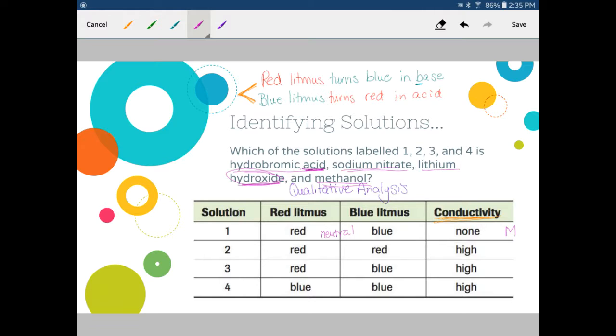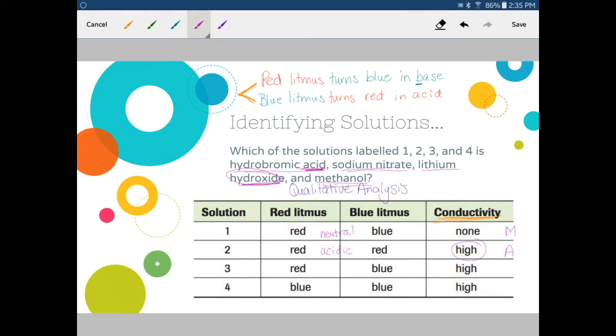So I'm just going to put an M there for now, and we're going to go through the rest of this chart to see if there's any other glitches in figuring this out. So number 2, red litmus paper stays red, blue litmus paper turns red. So because we have blue litmus paper turning red, this is acidic. Okay, so I would guess that this is an A for acidic.